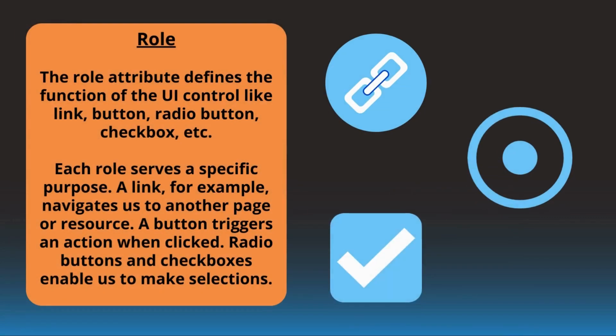Role. The role attributes define the function of the UI control, like link, button, radio button, checkboxes, etc. Each role serves a specific purpose. A link, for example, navigates us to another page or resource. A button triggers an action when clicked. Radio buttons and checkboxes enable us to make selections.